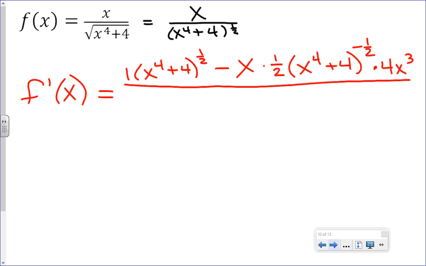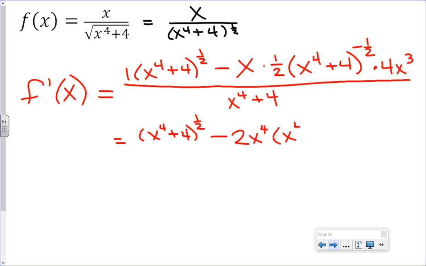And then in our quotient rule, our denominator is g squared, which in this case would just be what? X to the fourth plus 4. Okay, that 1/2 power gets squared. We have it now to the first power. So let's talk about some things here. What we have is x to the fourth plus 4 to the 1/2 power minus 2x to the fourth times x to the fourth plus 4 to the negative 1/2 power, and x to the fourth plus 4 in the denominator.